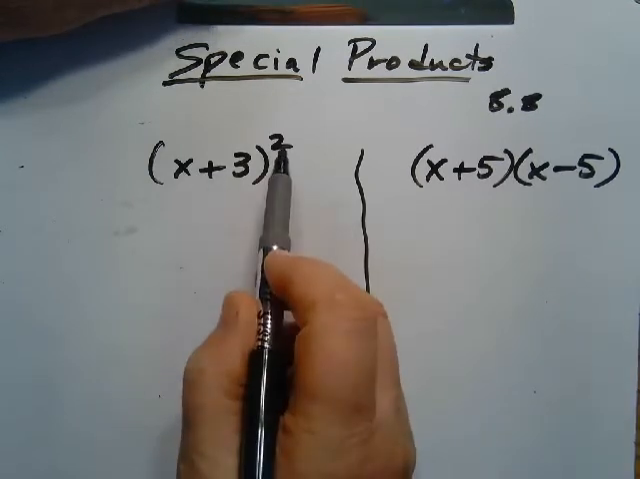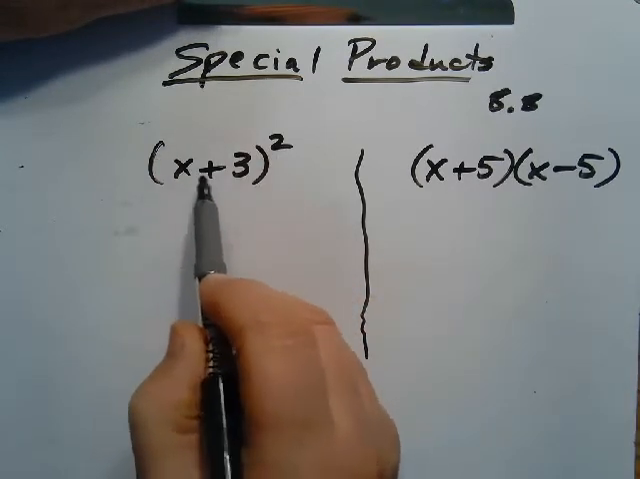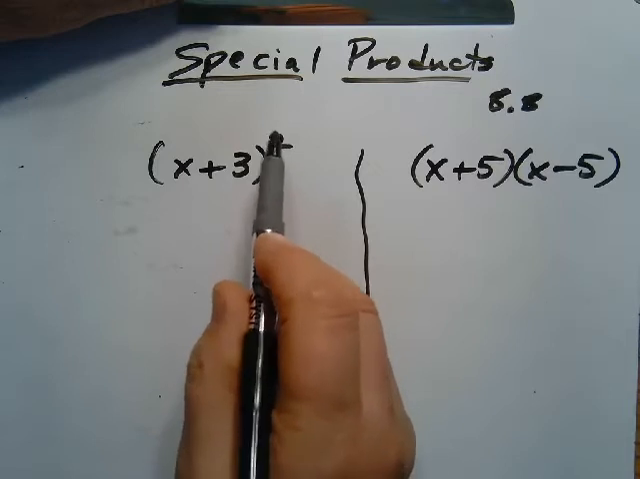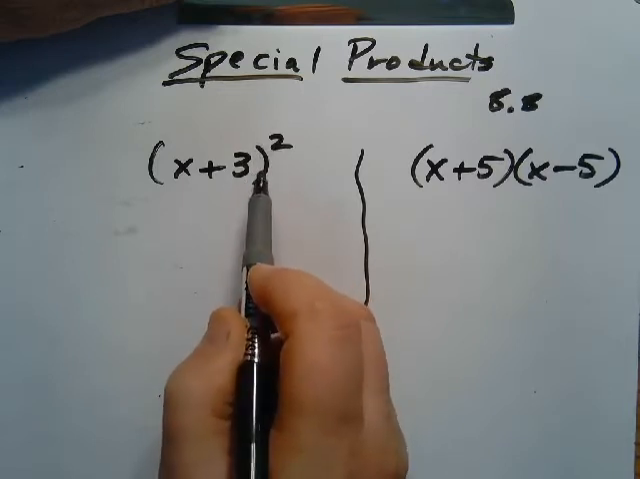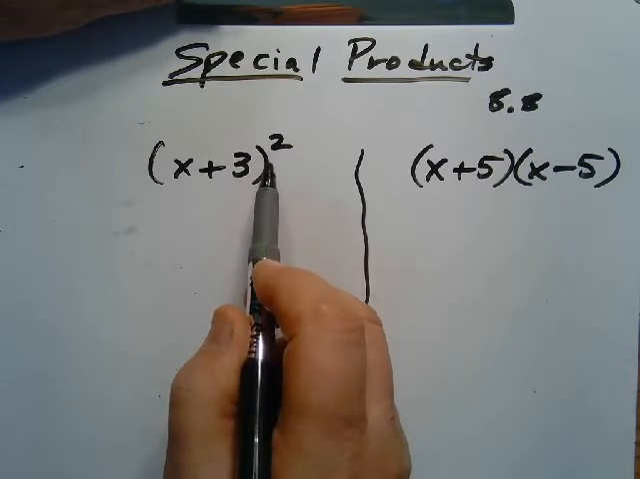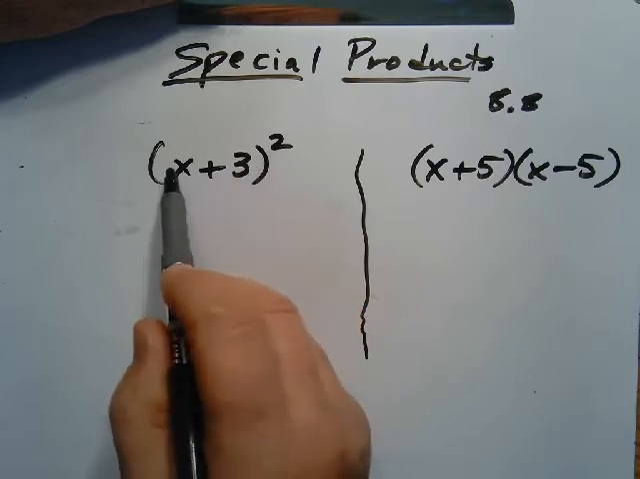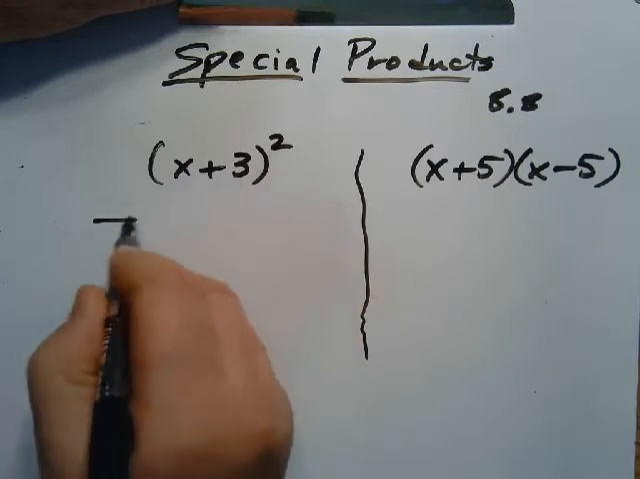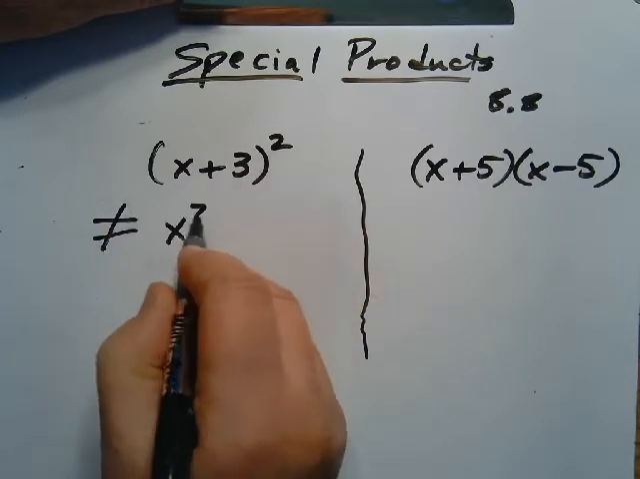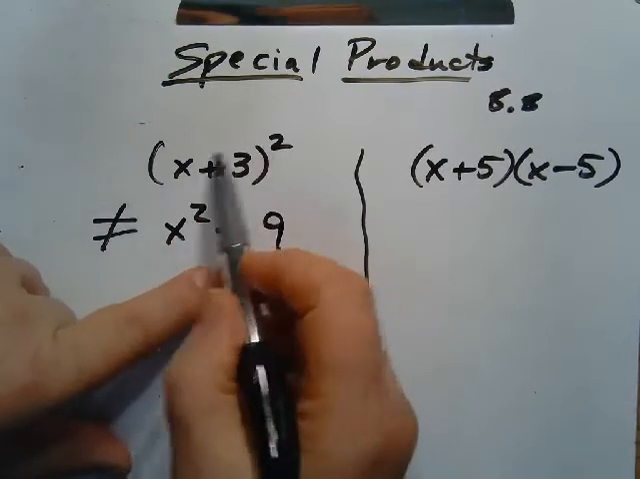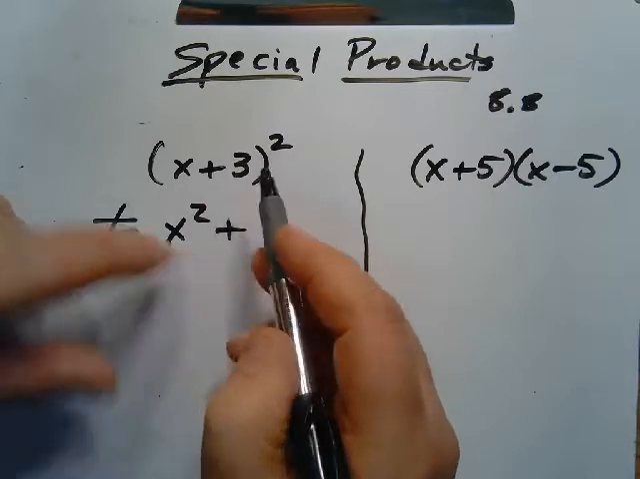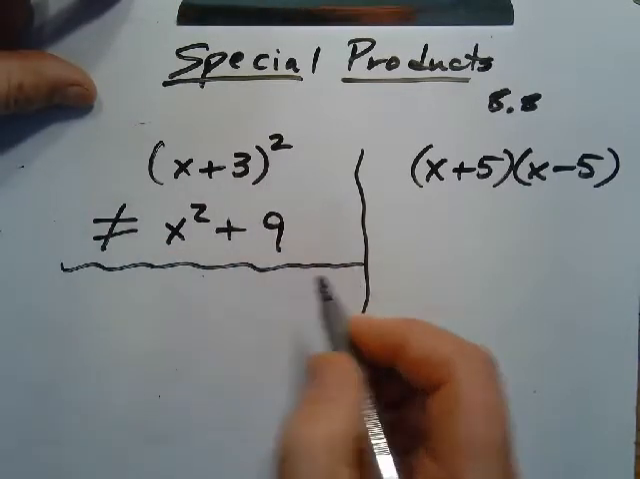When you see something like x plus 3 squared, notice the square is applying to everything in the parentheses. And unlike working with monomials, we don't just simply square each one of these. This is not equal to x squared plus 9. Note that. It's not equal to that. We don't just square each one. We have to use the process that we had in the last section.